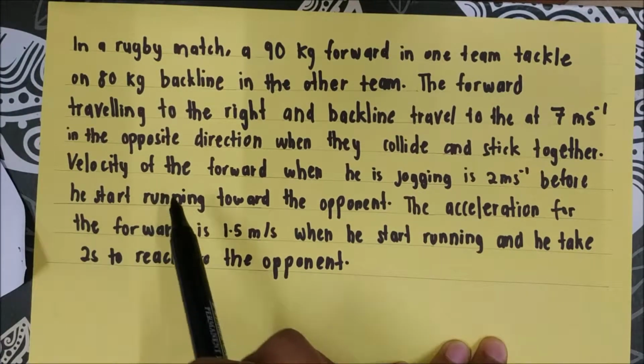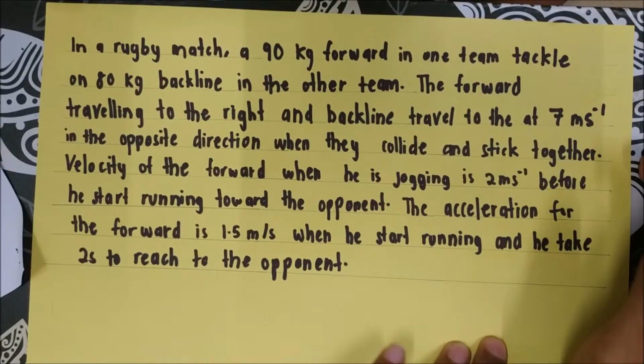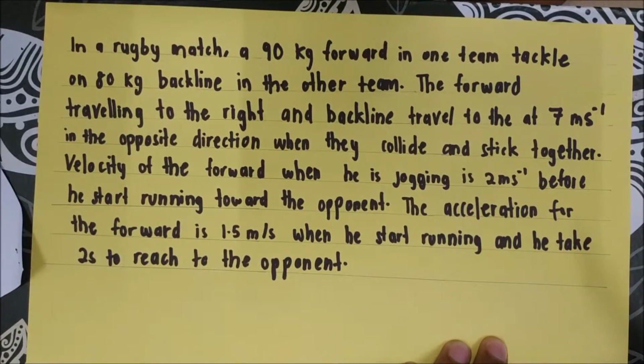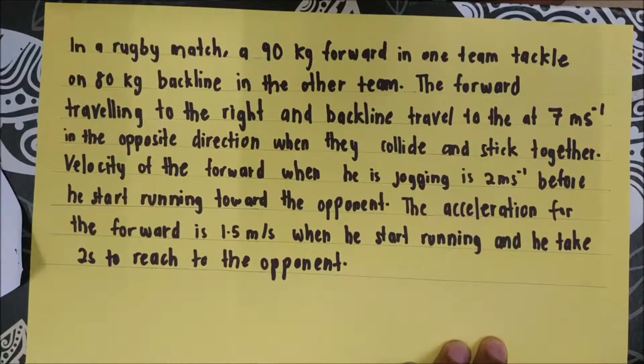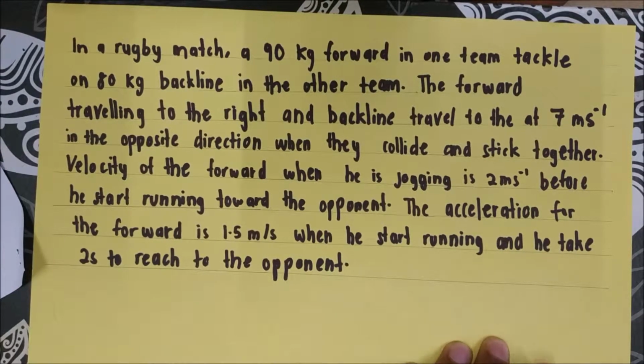The velocity of the forward when he is jogging is 2 meters per second, before he starts running toward the opponent. The acceleration for the forward is 1.5 meters per second squared when he starts running, and he takes 2 seconds to reach the opponent.